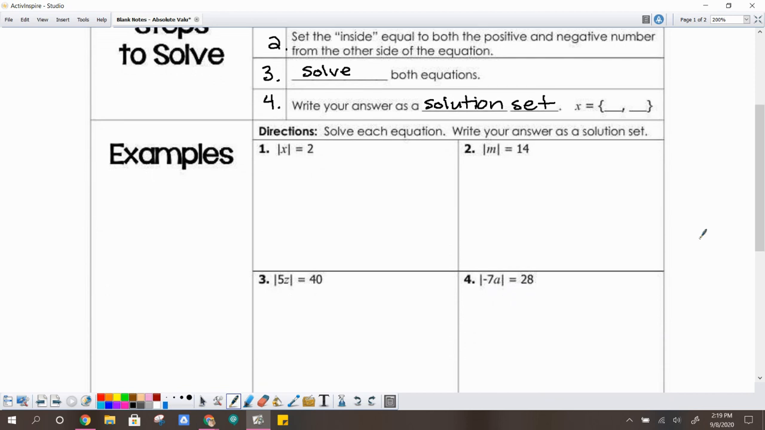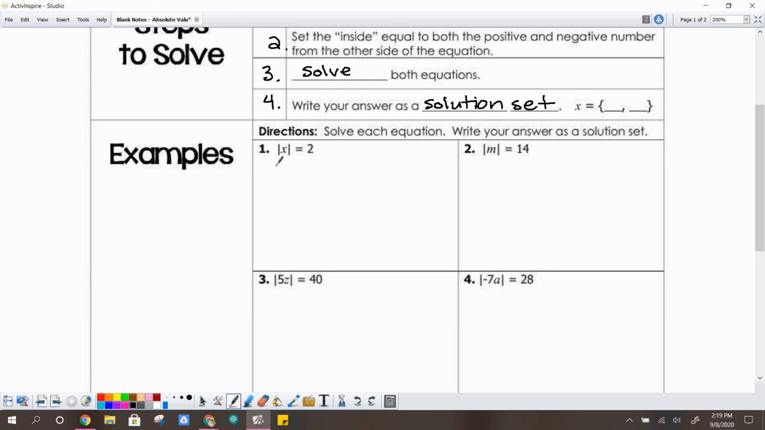Number 1 is going to be an easy one. It's just the absolute value of x equals 2. So step 1 is to make sure your absolute value expression is isolated. And that just means that we want the absolute value bars here to be all by themselves. There's nothing being added to it, nothing being multiplied. It's just by itself. In this case, it is. So we're good. We can move to step 2.